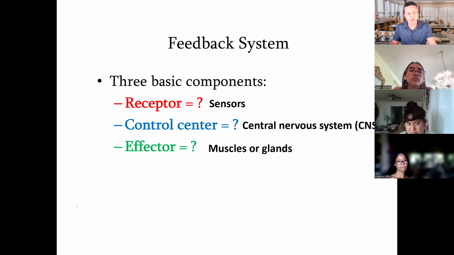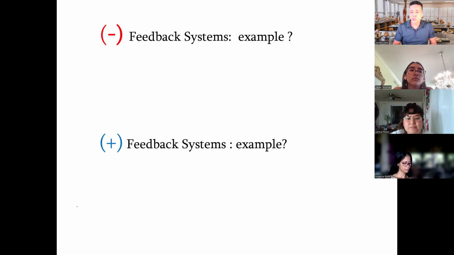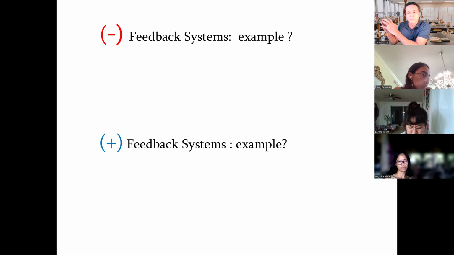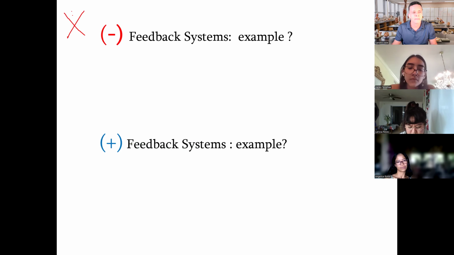Okay? So these are the three basic components of a feedback system. Now, there are two main types of feedback systems. There's a group called the negative feedback system and another group called the positive feedback system. I love asking questions about this in the exam. You need to understand the difference between the negative and a positive feedback system. What is a negative feedback system?